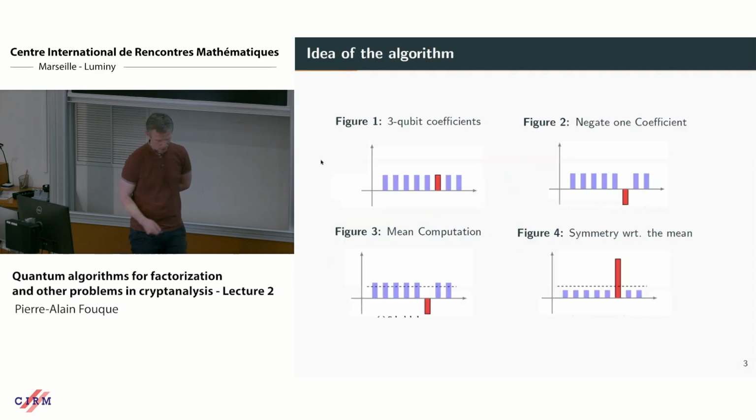A lot of people have presented this kind of slide to illustrate how it works. So here you have 3 qubits, so you have 8 different elements, and you want, in fact, to look for a specific value.